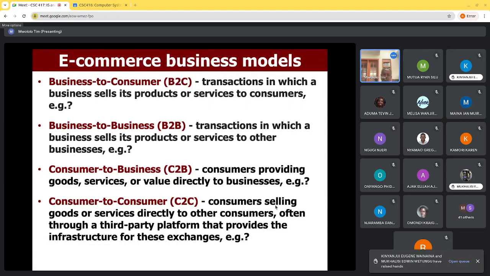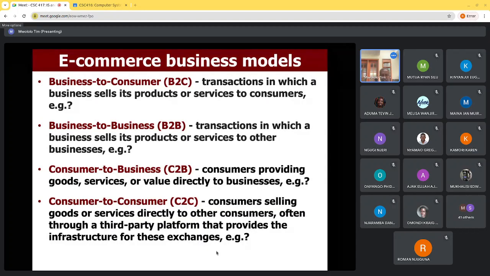Customers selling to other customers. Stuff like Gigi, eBay, Etsy, where even I can sell a used product, a used phone, to another consumer out there. Yes, but then you are using somebody else's platform in the middle. Platform, yes. So that is an example. The third party creates a marketplace for everybody, and people can offer their products there.